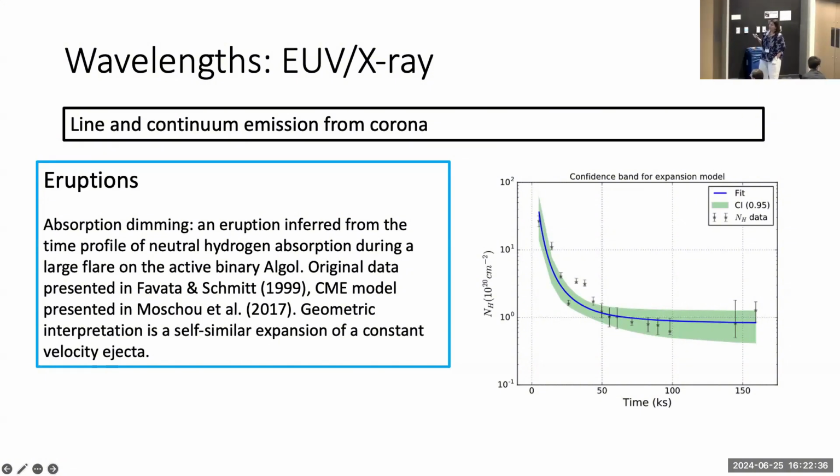And then the later paper came up with a geometric interpretation of this as a self-similar expansion of a constant velocity ejecta, as some kind of CME is moving outward from the star. And they noted that the time dependence of this is almost t to the -2, which is consistent with that constant velocity self-similar expansion.